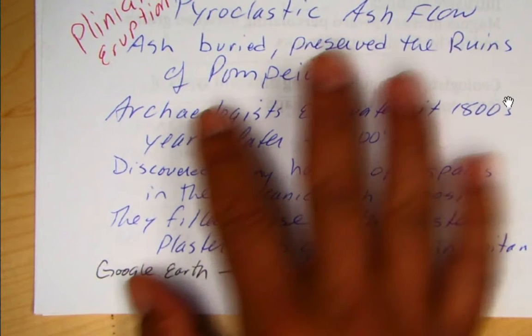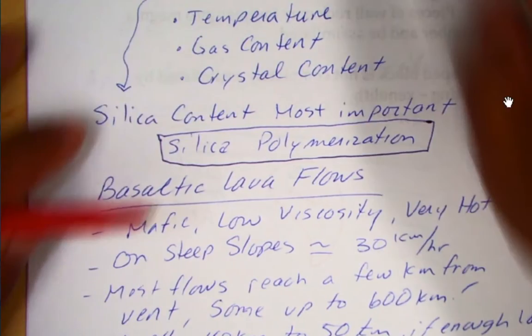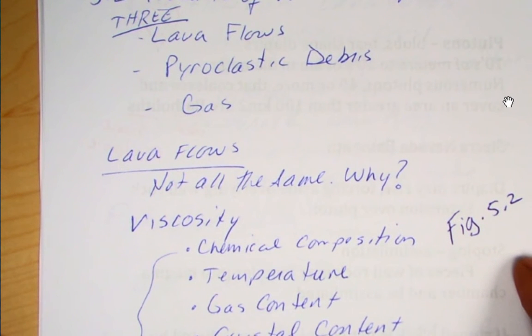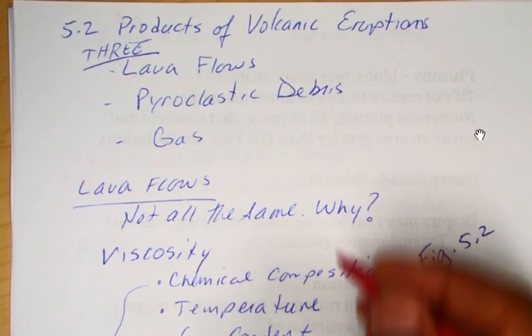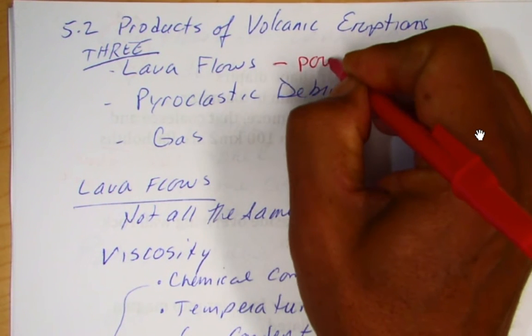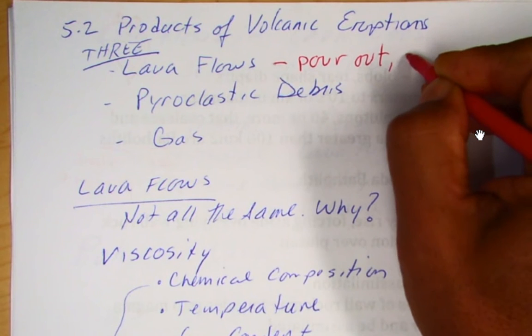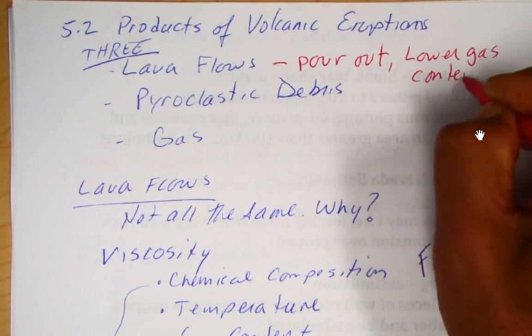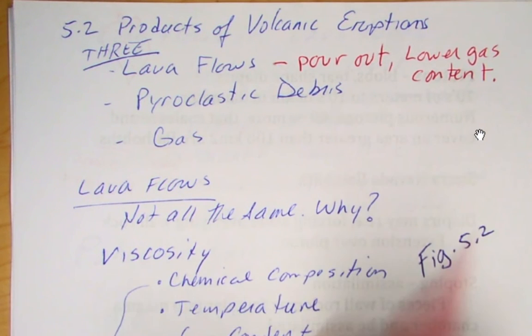If we go back here to our document camera, we see that we have the lava flows. Remember, these pour out. And these are going to be lower in gas content because they're not exploding out. So imagine shaking up a soda bottle or champagne bottle. As soon as you uncork it, the pyroclastic tephra comes out. But then there's still material left in the bottle. That'll be the lava flow. It's a little bit lower in gas content. It still has some gas, but not as much as the exploding material.